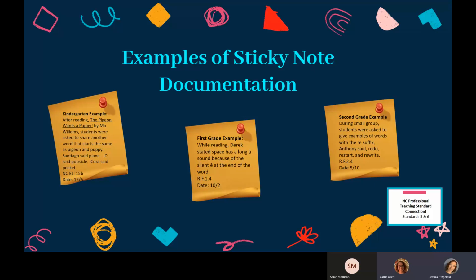This second grade example is during small group, students were asked to give examples of words with the RE suffix. Anthony said, redo, restart, and rewrite. That's standard RF 2.4. As you write your notes, you can abbreviate words or phrases. It's also a good idea to date your notes.